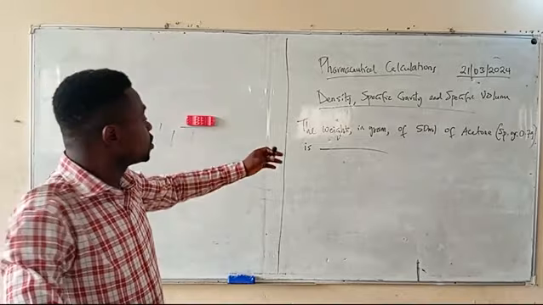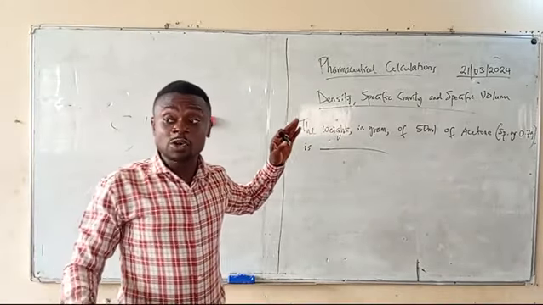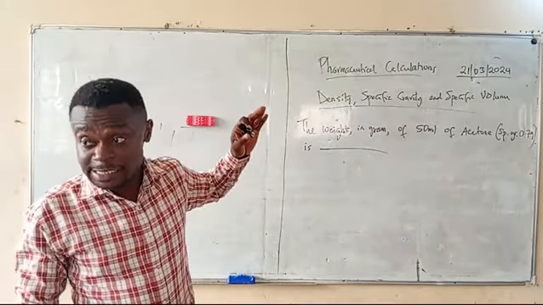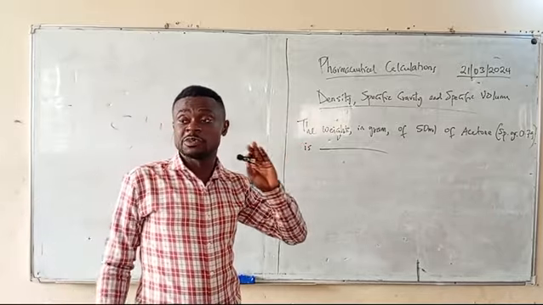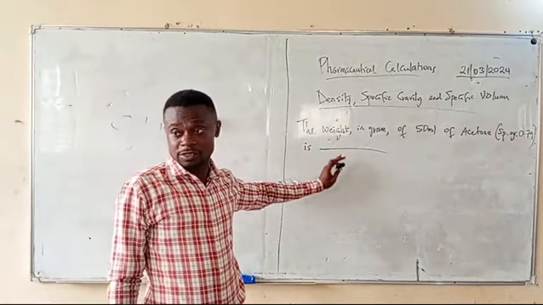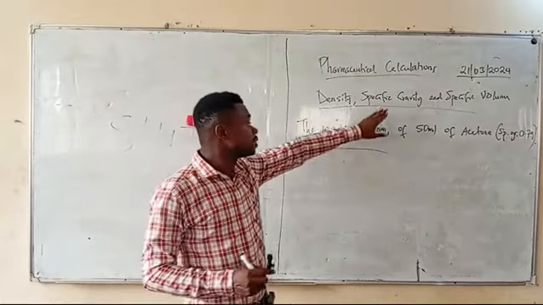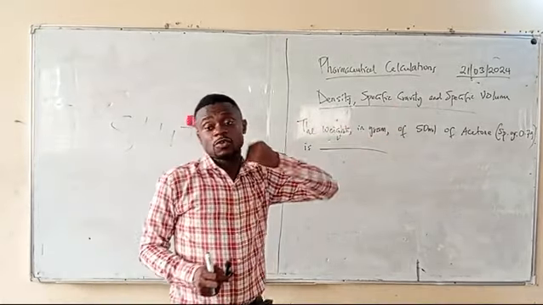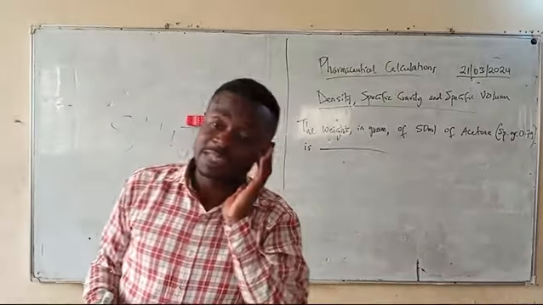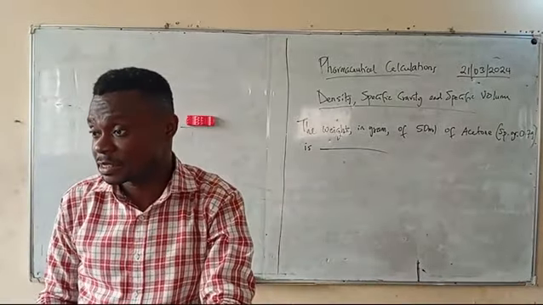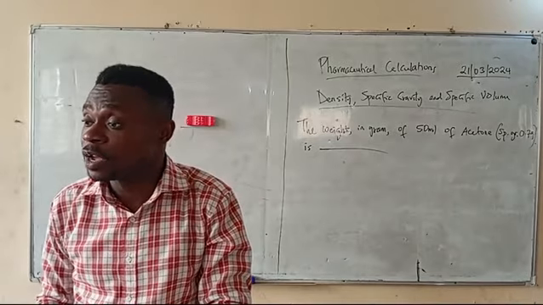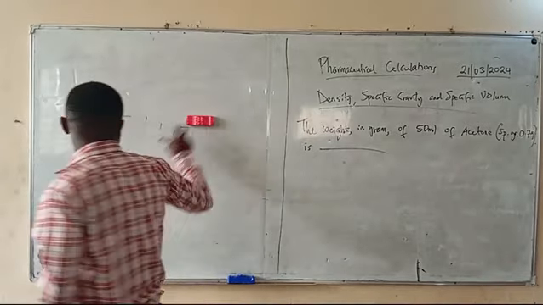So I will use this question to explain what specific gravity is, because if you don't know what specific gravity is, you cannot solve this question. Are we together? So that leads us to specific gravity. Specific gravity of a substance is the weight of that substance over the weight of an equal volume of water.